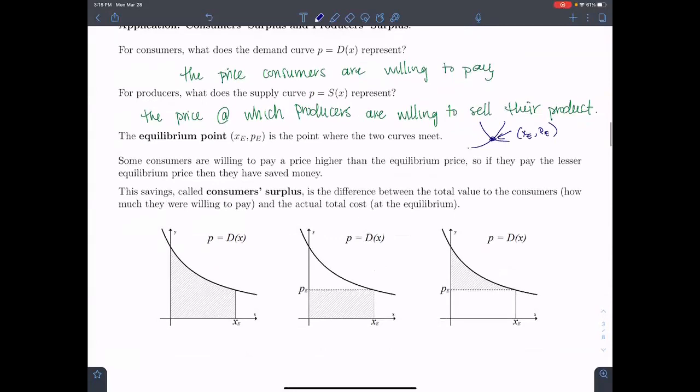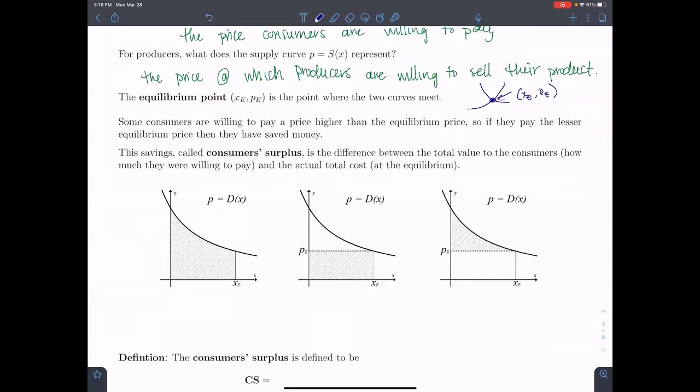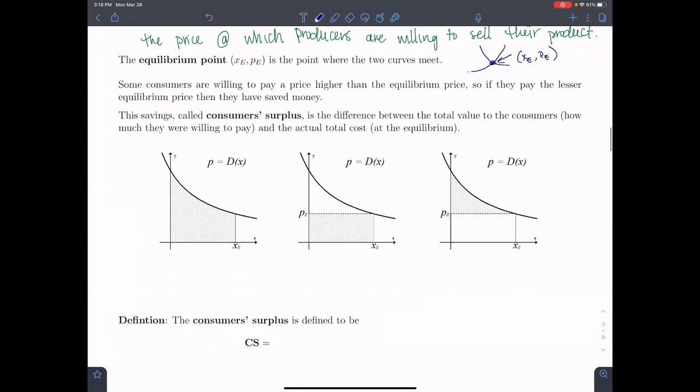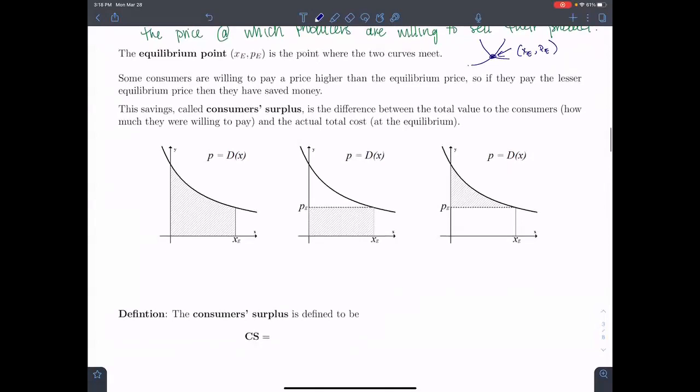There are some consumers who are willing to pay a price that's higher than the equilibrium price. So if they pay less than that, then they've saved money. That's called the consumer surplus. So that is actually this value right here. So it's going to be that area, that's the consumer surplus.